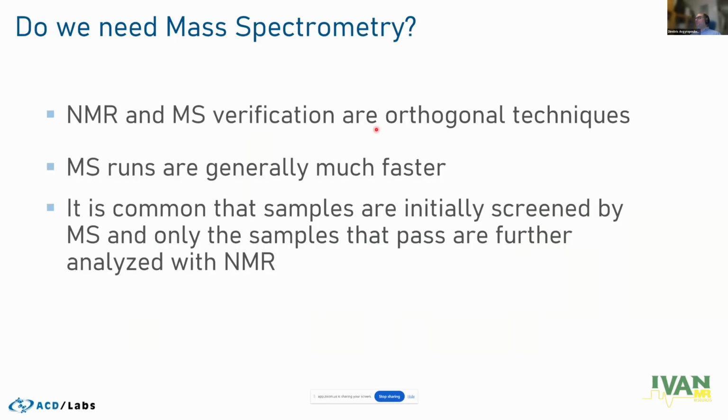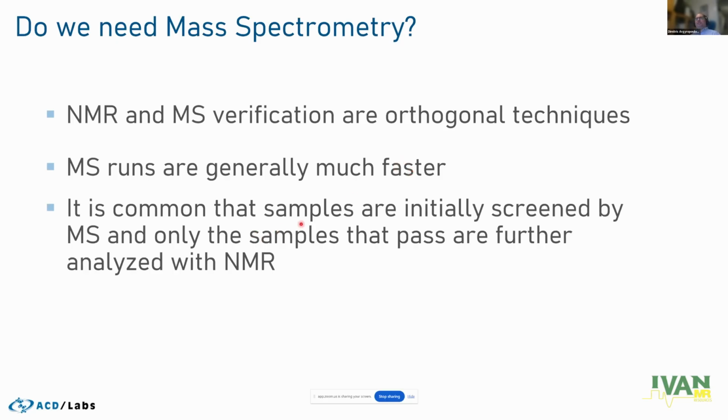The other question that we are being asked is, do we need mass spectrometry? Of course, we are doing NMR, so mass spectrometry, come on. But anyway, NMR and mass spectrometry verification are orthogonal techniques. They will both give a pass or fail, looking at the problem from a completely different point of view. However, mass spectrometry runs are generally much faster. You could have the mass spectrometry run in maybe 1 or 2 minutes, whereas NMR, as we said, will require longer.